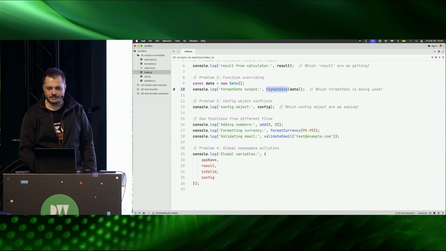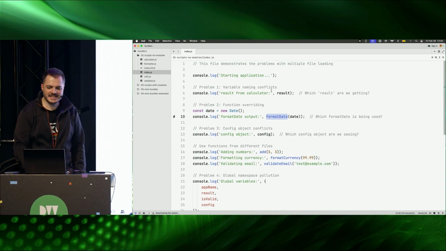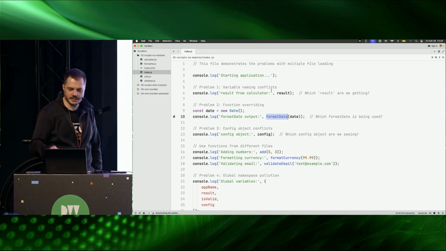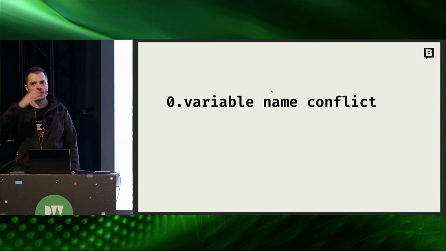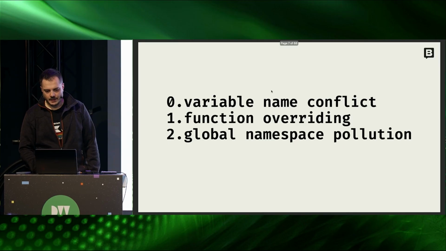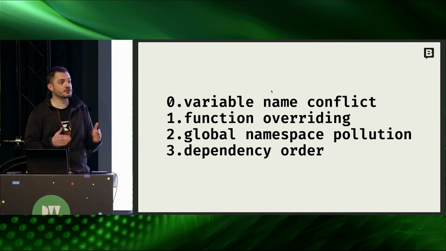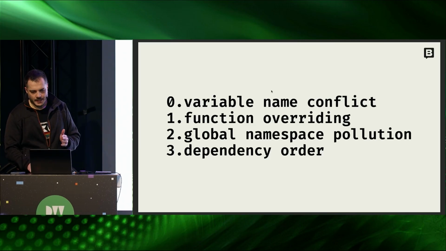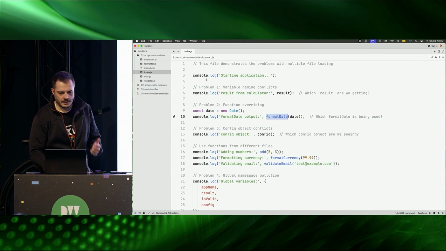this function, for example, which one are we calling? From which file? We are not explicitly importing files. Everything is global. So we can have variable name conflicts, function overriding, pollution of the global namespace, and we cannot control the dependency order. We actually solved many of these issues. See why?